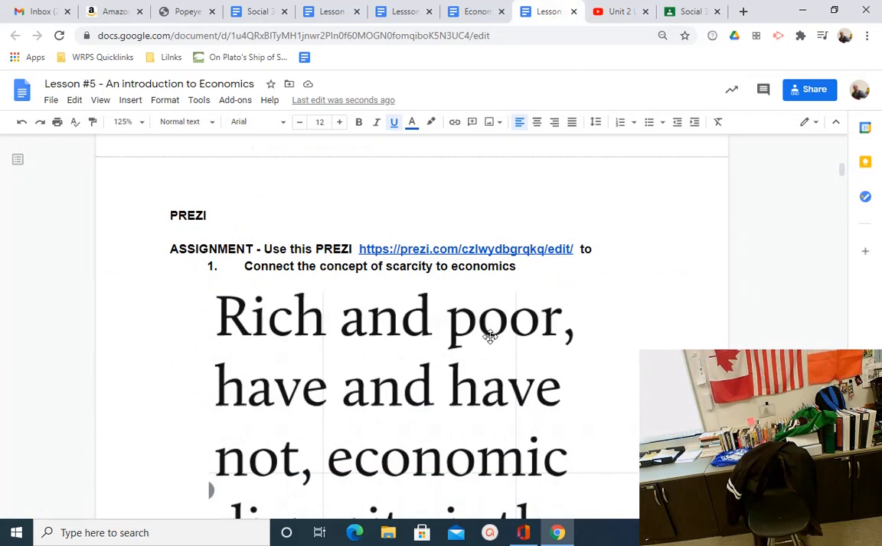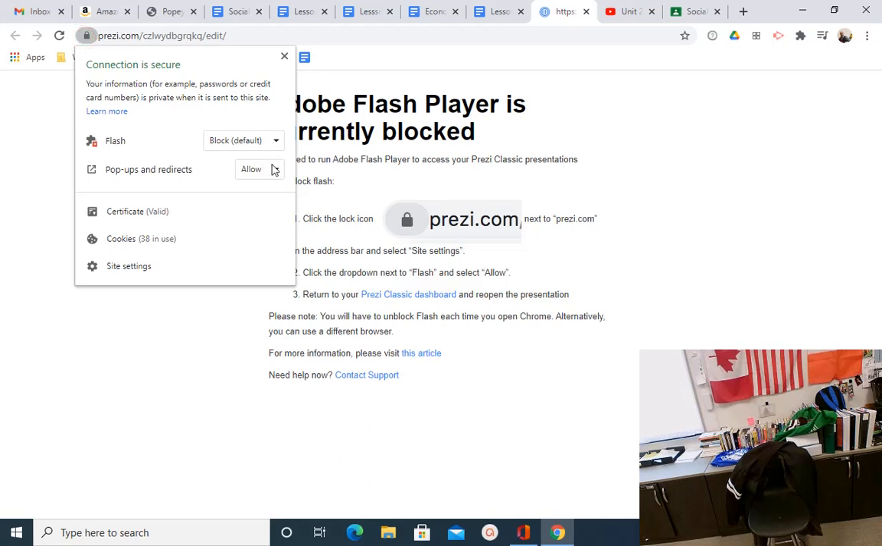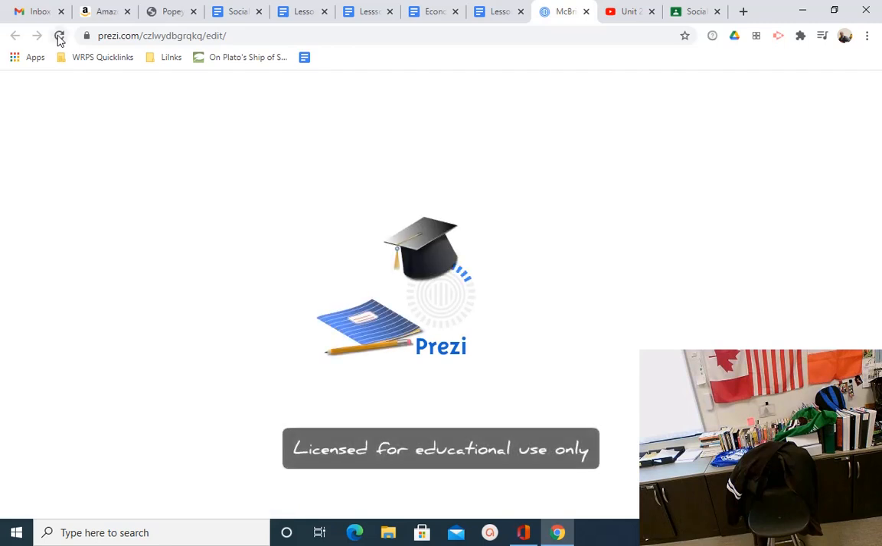So the first word that we need to learn is scarcity. And you already know what it means. But the primacy of scarcity in economics is key. If there was no scarcity, we would have no need for economics. So how does that make sense? If we had no scarcity, we would have no need for economics.